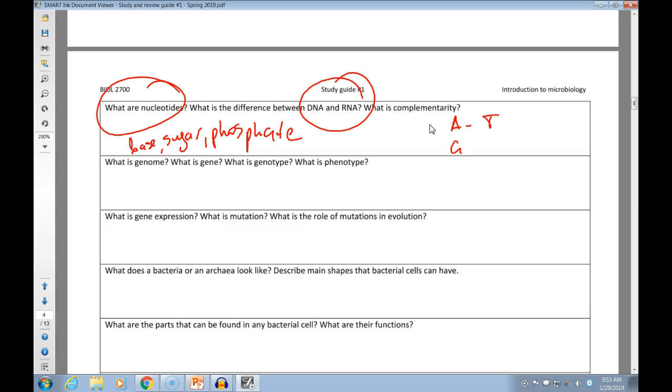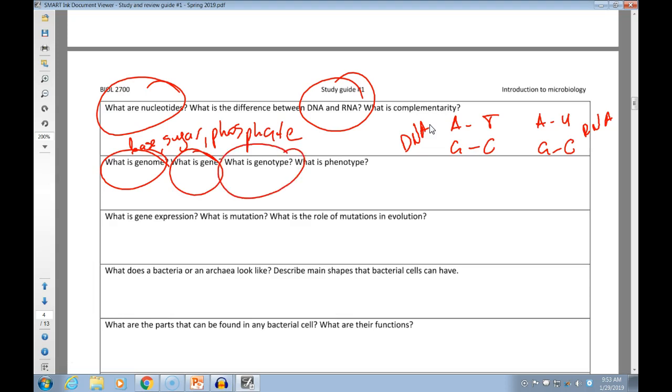Complementarity, ATGC, that's for DNA, or AUGC, that's for RNA. Genome, all the genes in the organism. Gene encodes a single polypeptide or protein. Genotype, well, basically, a certain arrangement of genes in the genome.